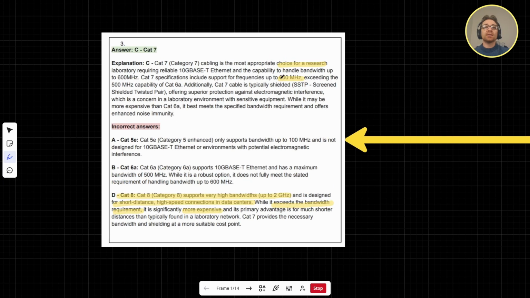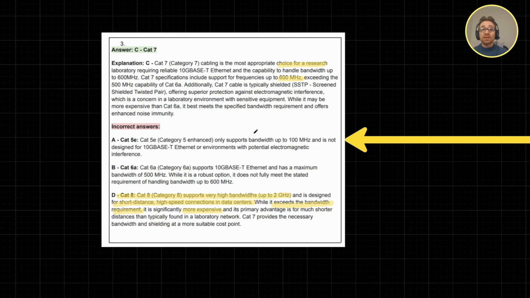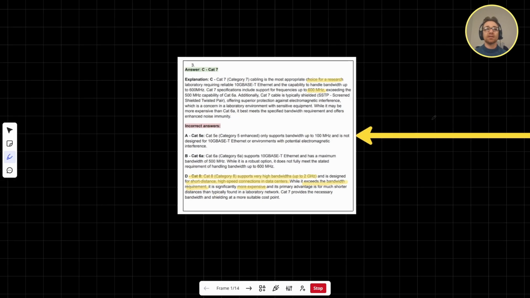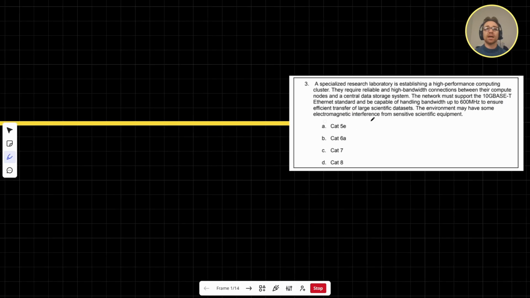They specified 600 megahertz. If they specify something that's pretty much spot on one of the cables, you're going to want to go with the cable that best meets that. Category 8 is at like 2000 megahertz, I think, right? So that's a significant overshoot. And we know category 7 is really, really good for having that additional shielding for protection against additional interference, as they said they needed. All right, so Cat 7 for that one.